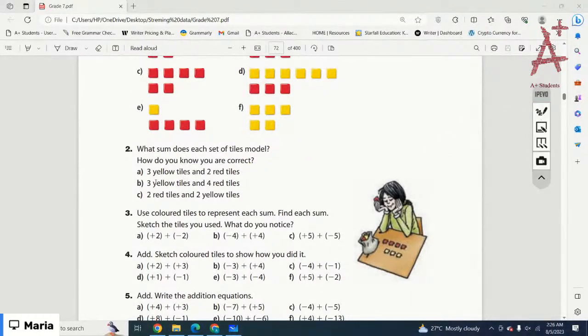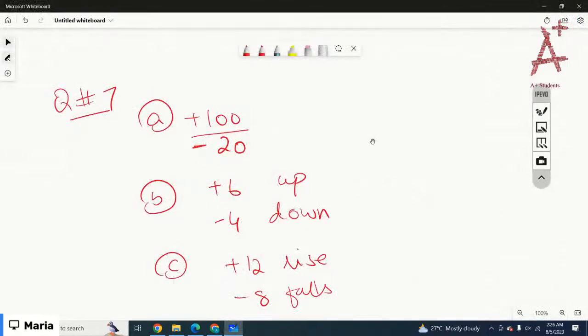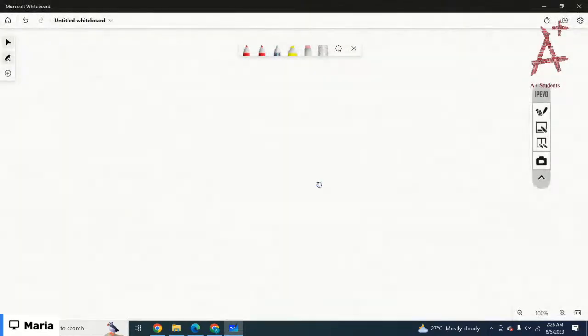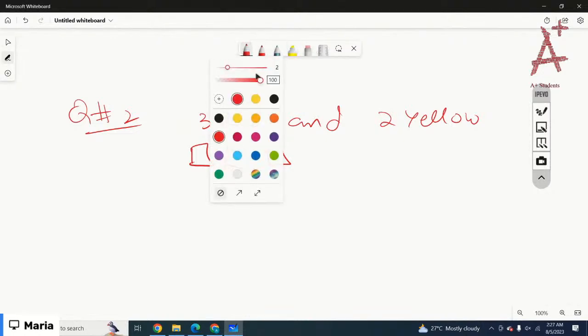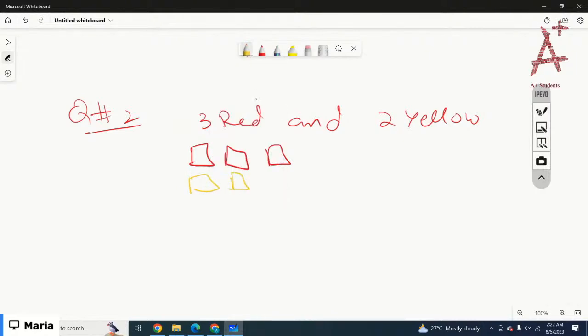Let me write them down on the board. Three yellow tiles and two red tiles. Question number two: three red and two yellow. Right, here is one, two, and three red tiles, and here are two yellow tiles, right?